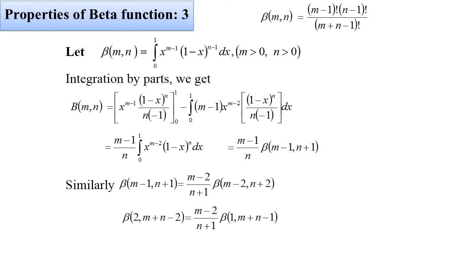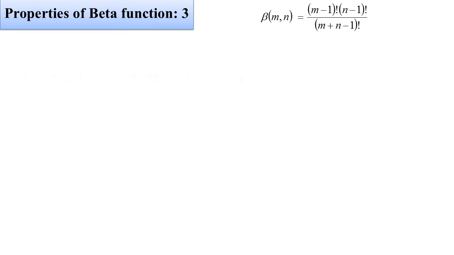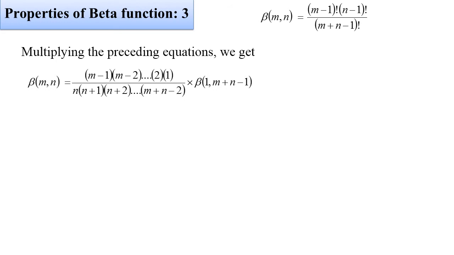Similarly we have β(2, m+n-2) equals (m-2)/(n+1) β(1, m+n-1). Now we multiply the preceding equations. We get β(m,n) equals (m-1)(m-2) up to 2·1 over (n+1)(n+2) up to (m+n-2), into β(1, m+n-1).